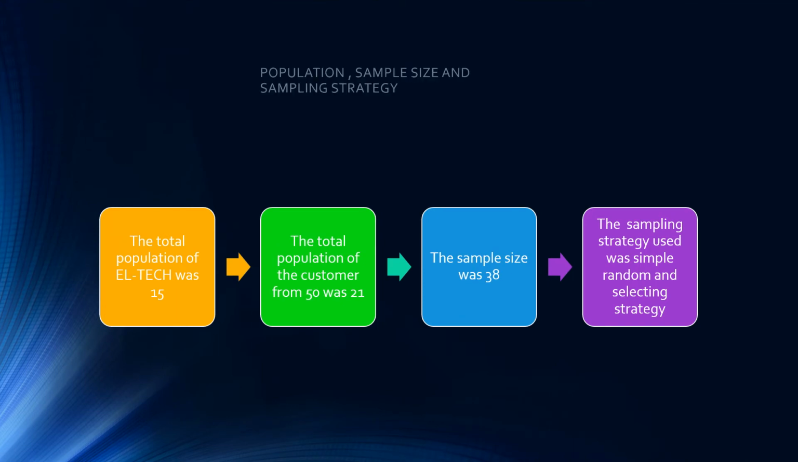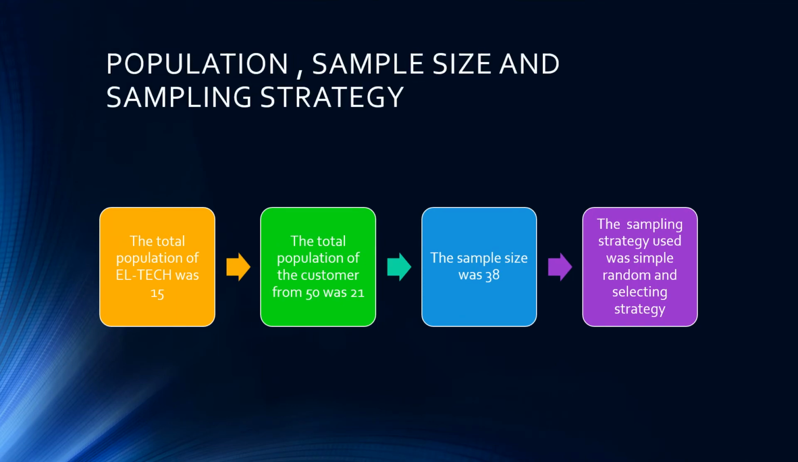Here are the population, the sample size and the sampling strategy. In total, the total population of LTech was 15 employees. Then the total population of customers was 50, from which 21 were selected. Then the sample size was 38. The sampling strategies used were simple random and selective.